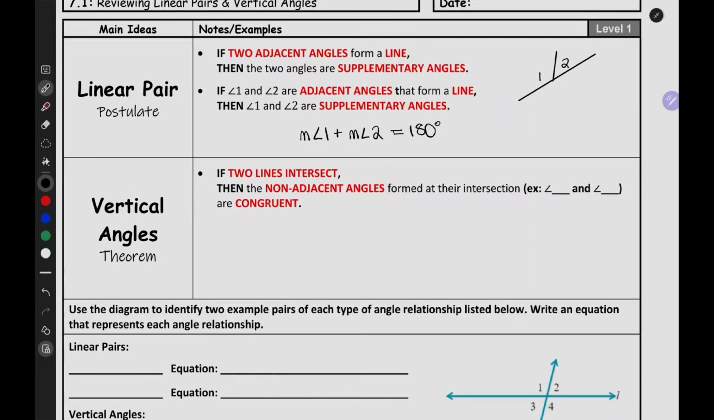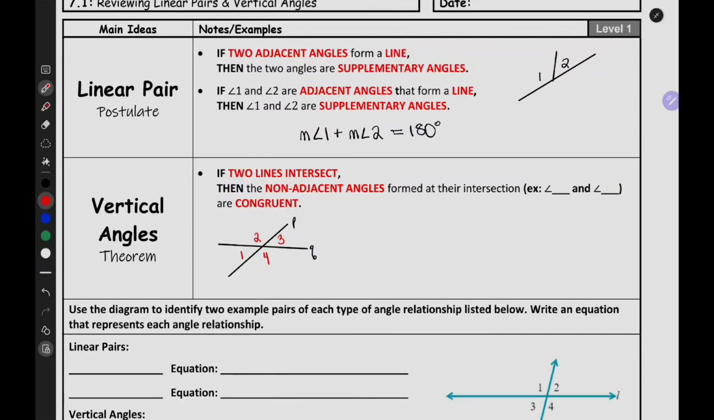Another angle relationship we looked at were vertical angles. If two lines intersect, then the non-adjacent angles formed at their intersection are congruent. So let's look at that. Let's get two lines that intersect. Right, so we got lines P and Q. They intersect, or line segments P and Q. Then we have these four angles. So we got angle 1, angle 2, angle 3, and angle 4.